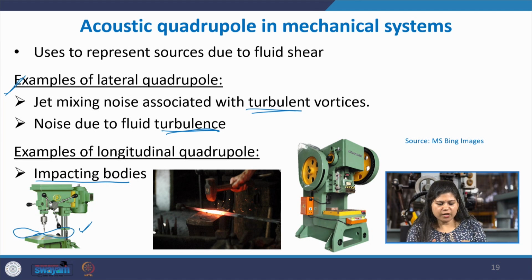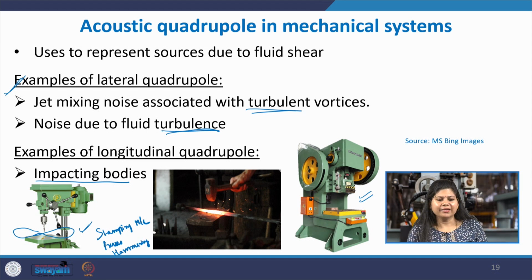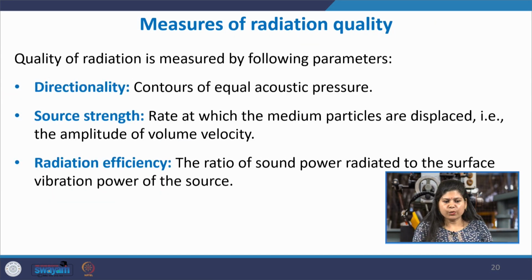In the same way, here you have an ironsmith trying to hammer and shape a rod. Then you have these industrial presses and pressing machines, stamping machines, so many things like that. Hammering, all these actions or mechanical systems, behave as an acoustic quadrupole. So you get a lot of acoustic quadrupoles in mechanical systems. And now quickly, we studied the different simplified source models, and now we will measure the radiation quality.